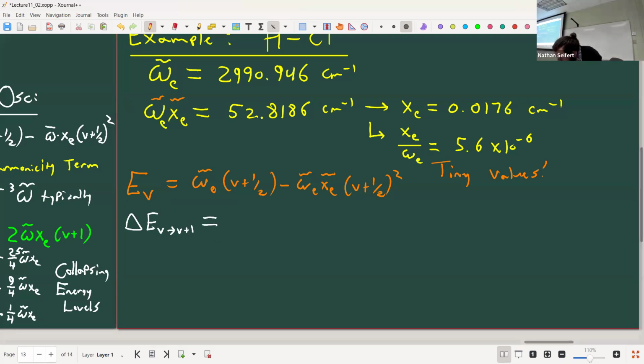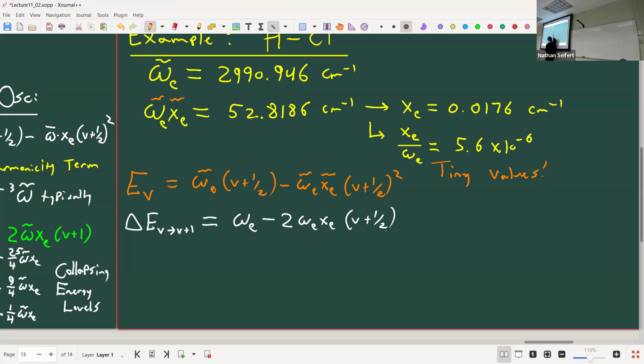And it's not too hard to show with just a little bit of algebra that this is omega E minus 2 omega E XE (v plus 1/2). And that's exactly what we would expect. If XE is 0, then the energy gap between two adjacent levels is omega E. It's a fixed number, it's constant. So what happens is the spacing between levels gets smaller, proportional to X sub E, our anharmonic constant.